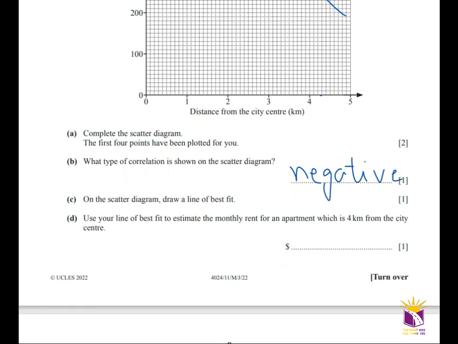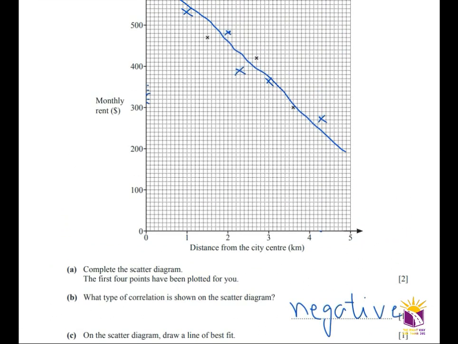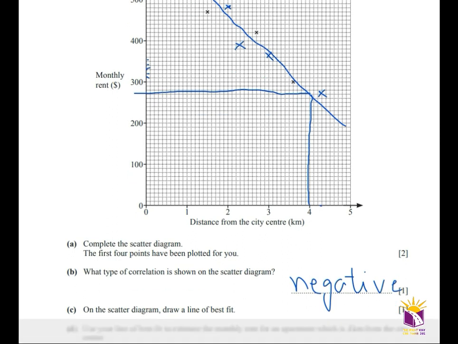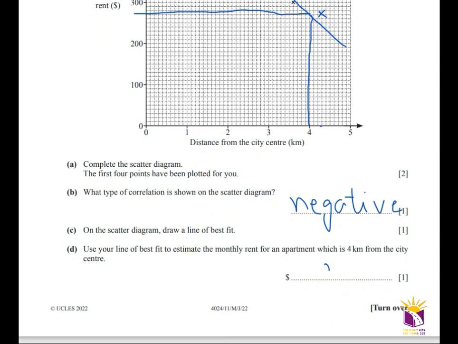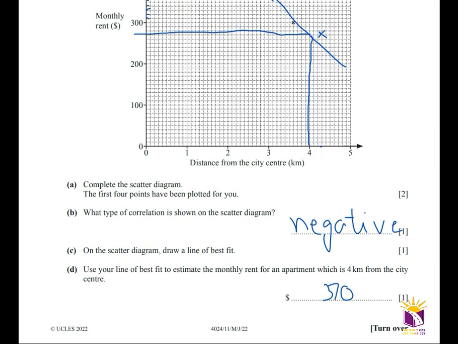Use your line of best fit to estimate the monthly rent of the apartment at 4 kilometer. So for 4 kilometer, you will draw a line like this, and from here you will draw a line over here, and for my line it will be equal to $370. For your line it could be 380 or 390 or less than 370, but your answer will be checked from your best fit line.